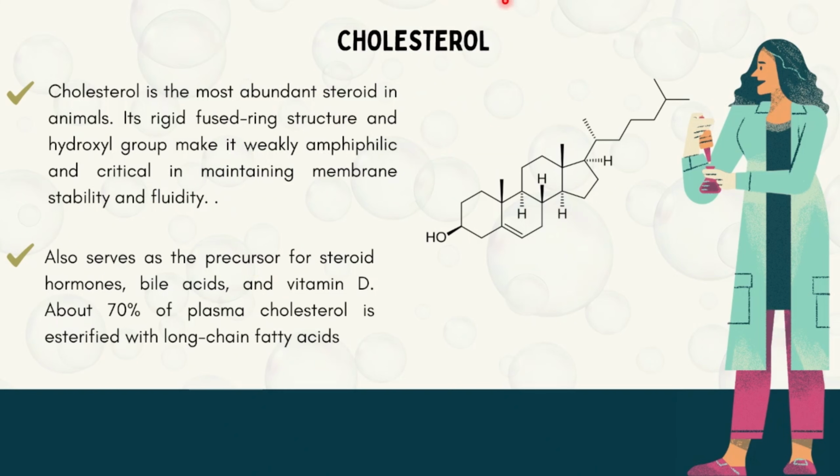Now we'll move on to the last group of lipids, cholesterol. This is the most abundant sterol in animals, because you hardly see cholesterol in plants. It is a rigid fused ring structure with a hydroxy group, which makes it weakly amphipathic and critical in maintaining membrane balance and fluidity. So you find the structure of cholesterol abundant in the cell membrane.